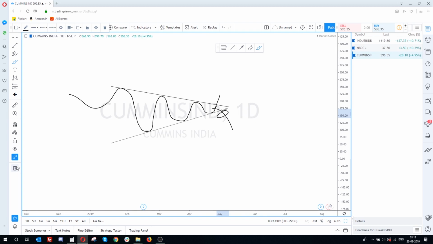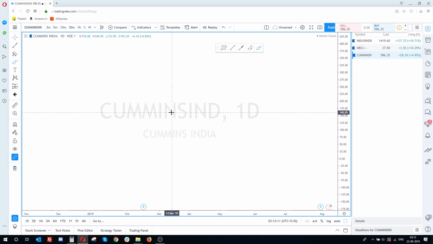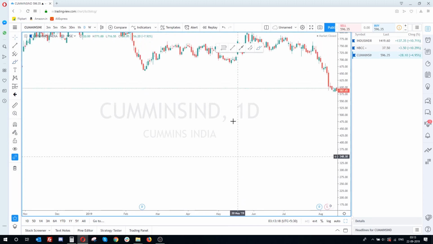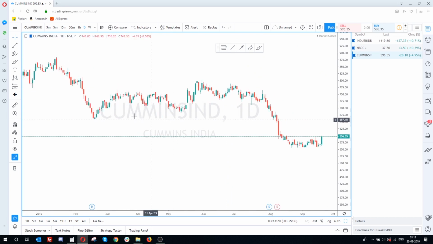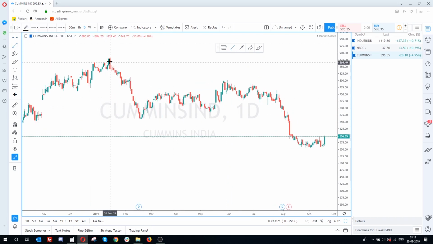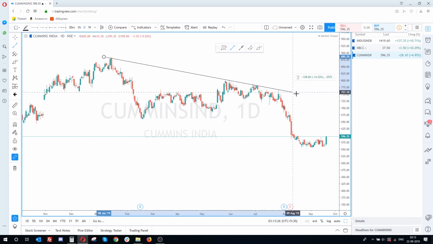This is the main psychology, and I will explain it with the chart right now so that it makes more sense to you guys. Okay, so this is Cummins India, and what I see is that this is a rejection.